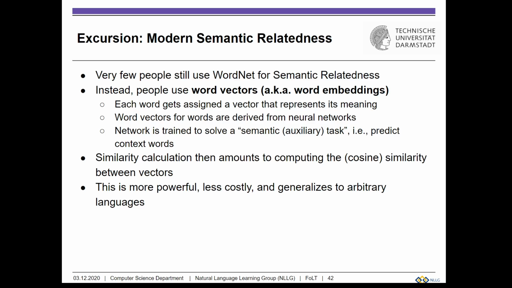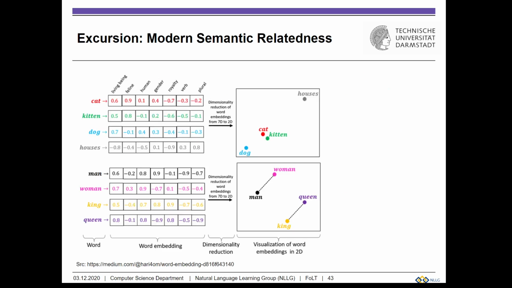And the third thing, that's already what I indicated. It generalizes to arbitrary languages. So really we can do this for German, we can do this for English, for Turkish, for Chinese, for any languages. We just need a big corpus of Wikipedia data to compute our word vectors. But if we want to do the same with WordNet, in each case we have to hire a lot of humans.